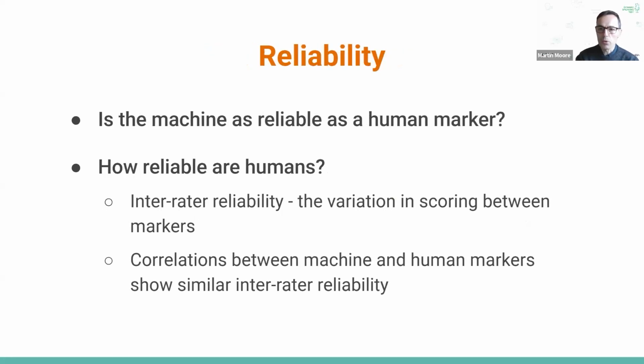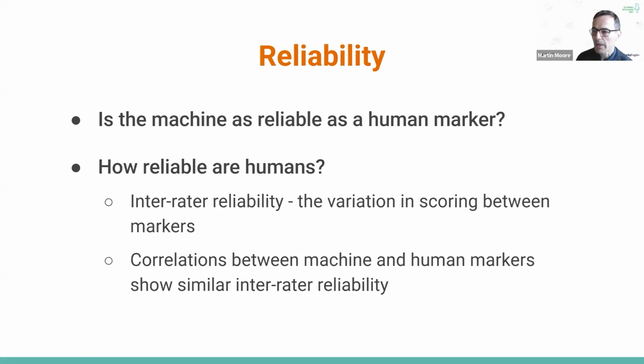So this is the question, I guess, that people really want to know: is the machine as reliable as a human marker? Can you trust the score that you get from an automated speaking test? But then I've also put the question out, how reliable are humans? I mean, we have to be aware that no two humans will give identical marks every time to the responses they listen to, however well trained they are.